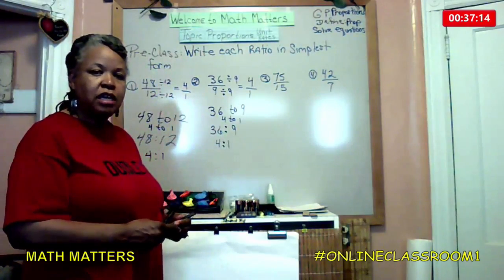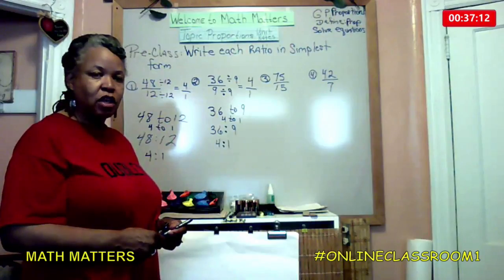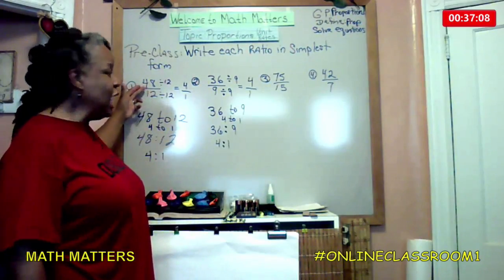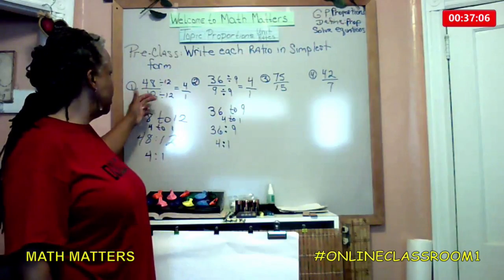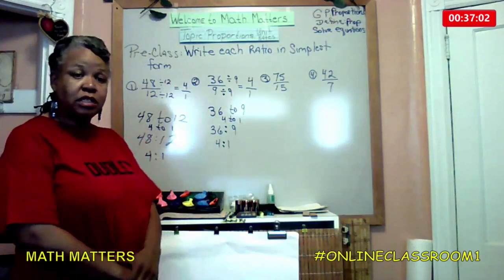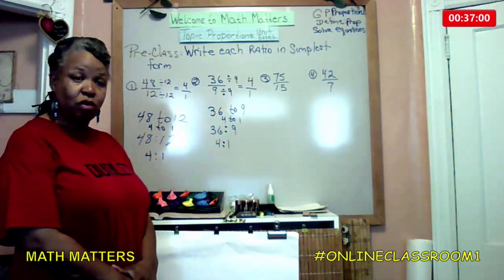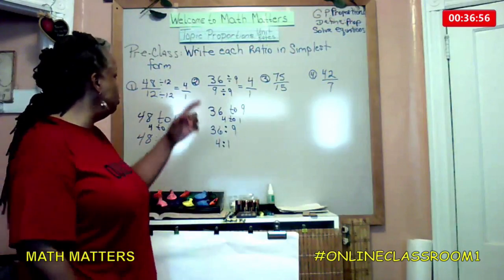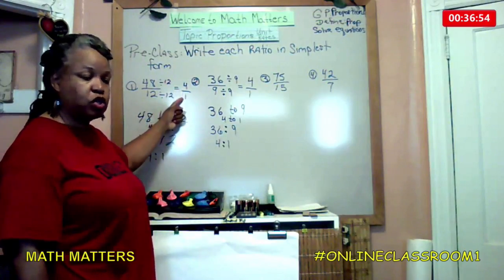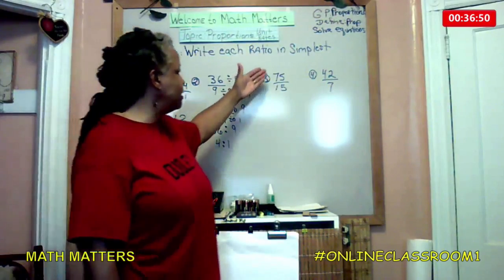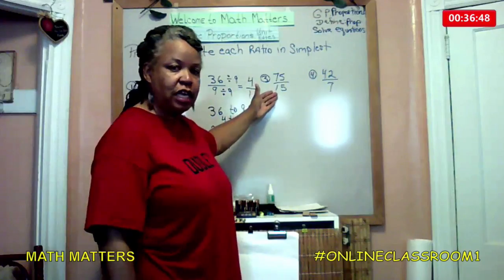Okay? Written in its different formats. So what would you say, students, about 48 to 12 and 36 to 9? Would you say they are equivalent ratios? They certainly are. They both reduce to 4 to 1. 4 to 1. Let's look at 75 to 15.